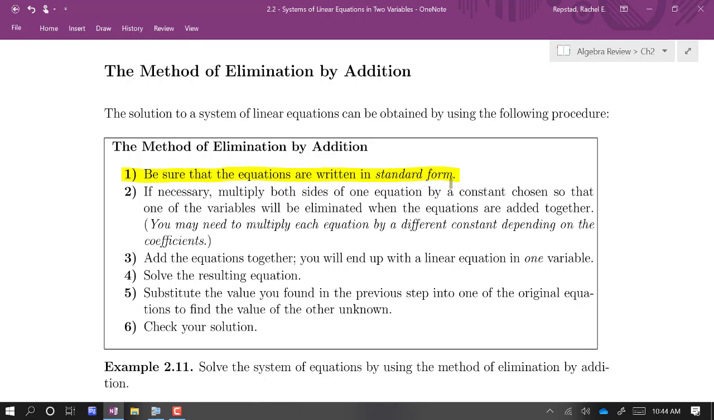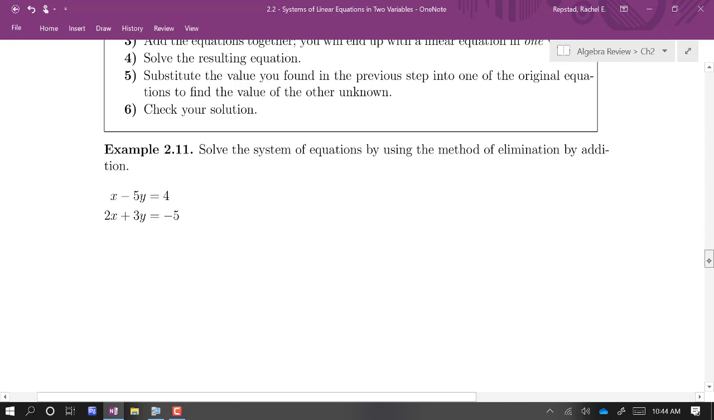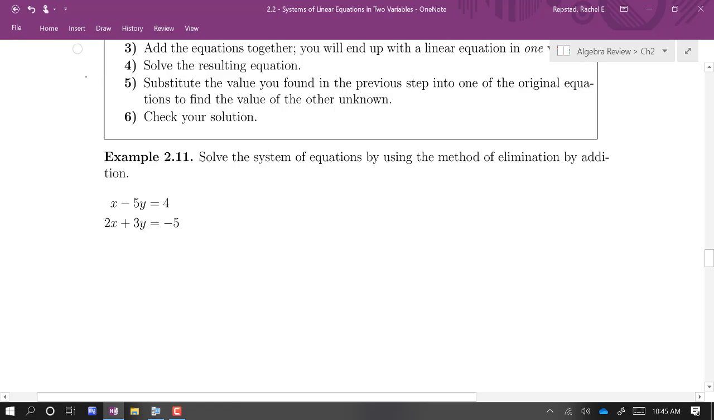And so in order to accomplish that, we're going to multiply both sides of one equation by a constant, so that when I add them together, that variable will be eliminated. Or sometimes you might need to multiply each equation by its own constant, depending on what those coefficients look like. So we just determine the least common multiple. And then we add the equations together. So I'm going to stop talking about this and start demonstrating in this next example.